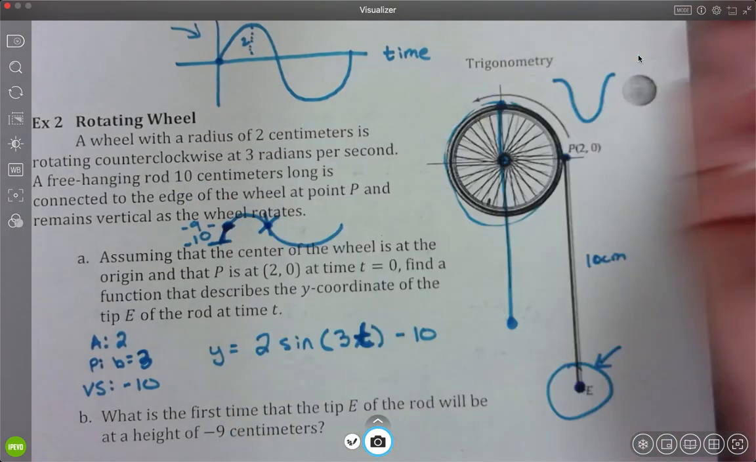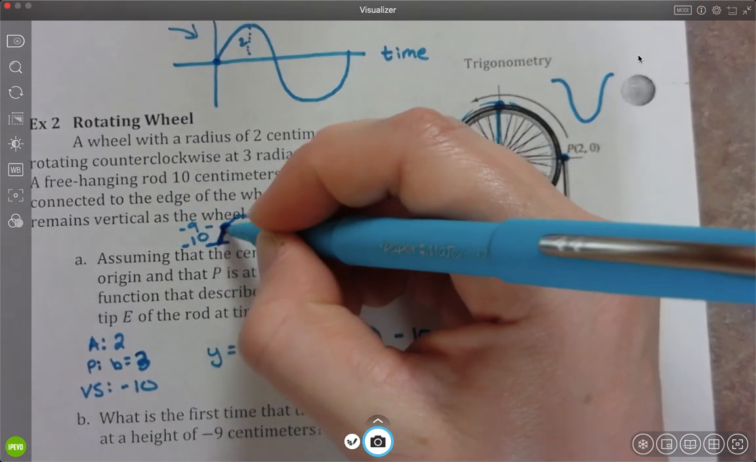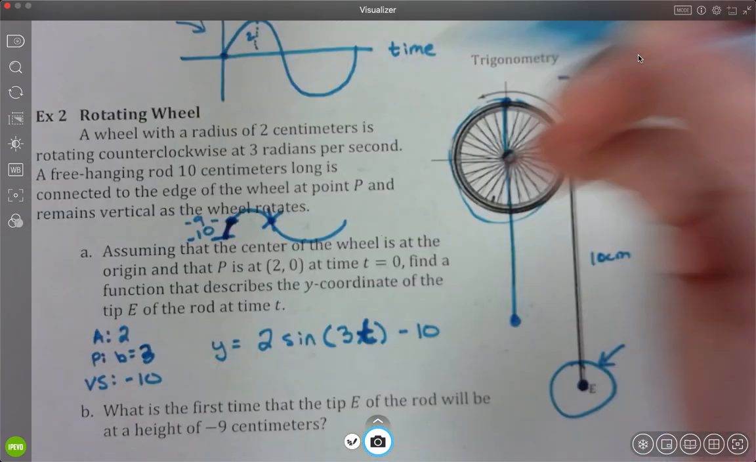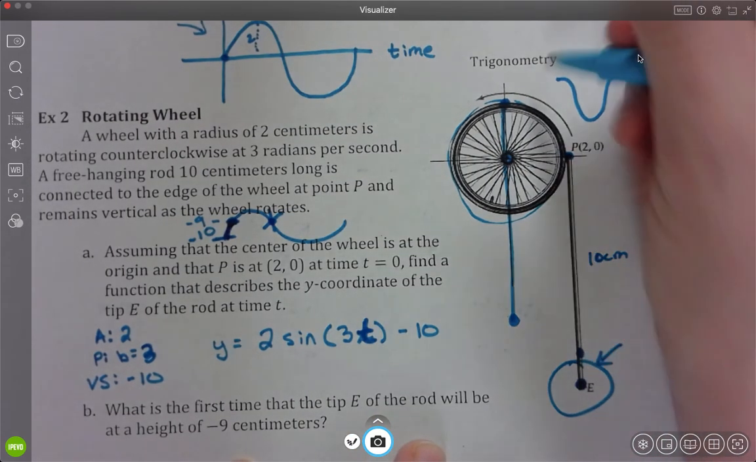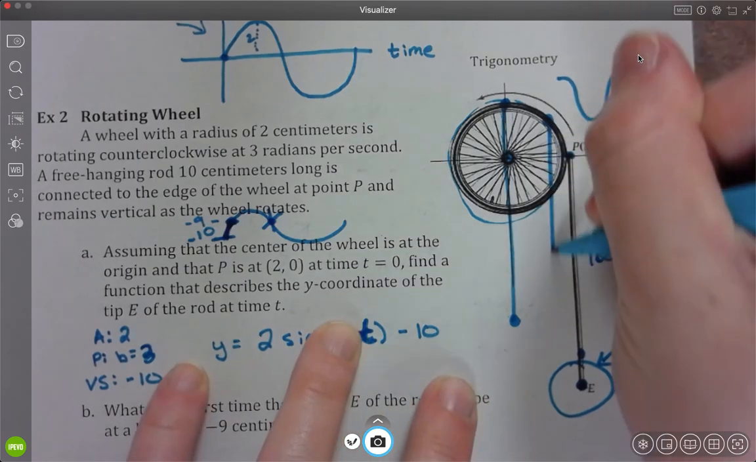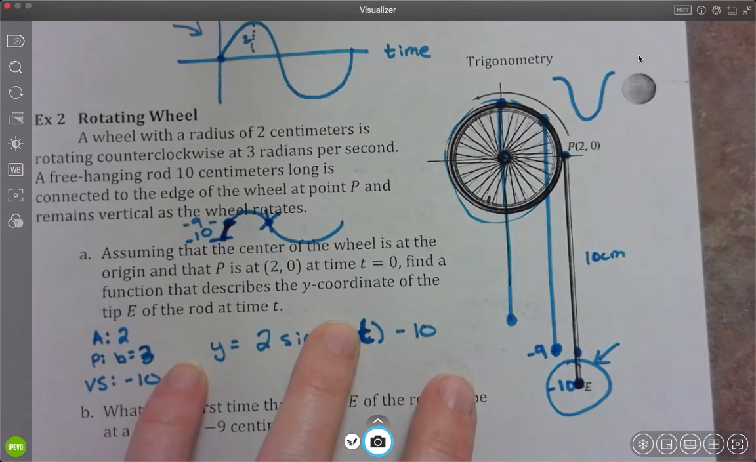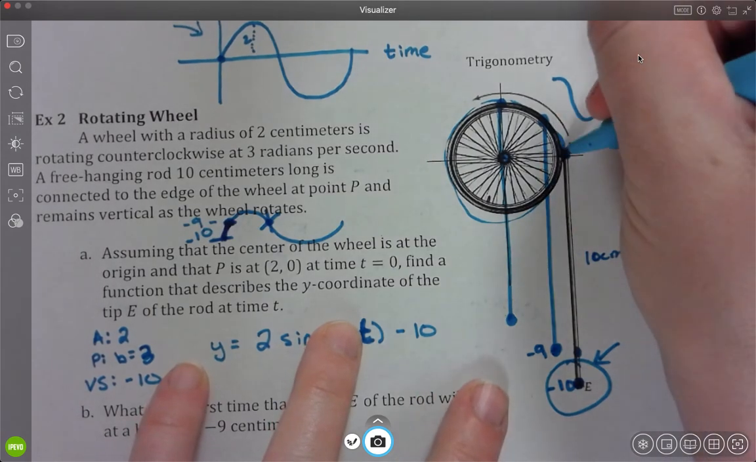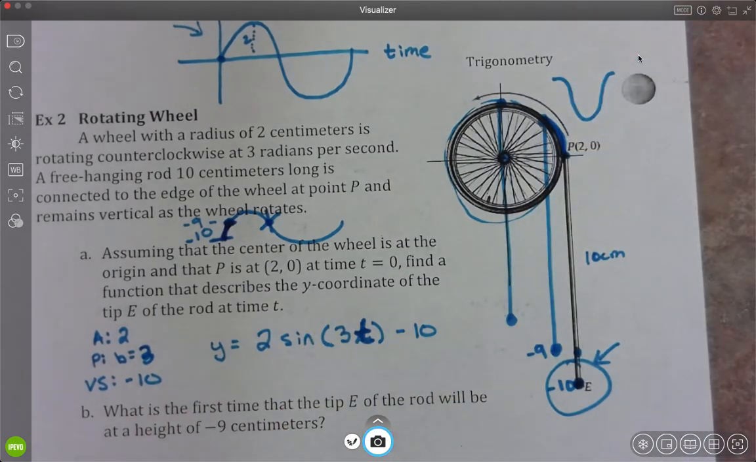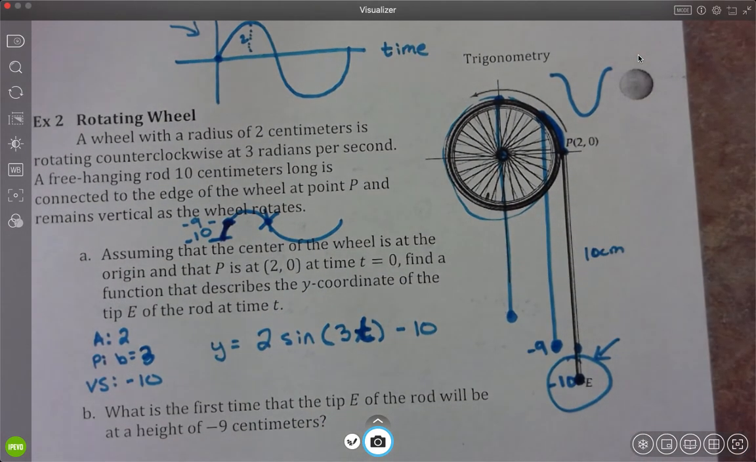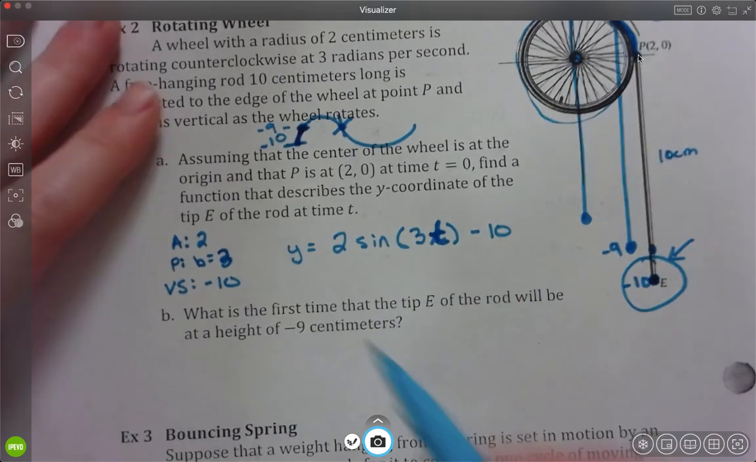So how long does it take to go from -10 centimeters down here to up here? Basically, this rod will be hanging, and I want to know -9 centimeters instead of -10 centimeters. How long does it take for that wheel to rotate from here to here? Not very long, probably. What is the first time that the tip of the rod will be at a height of -9 centimeters? So using my equation, how do I figure out what that is?